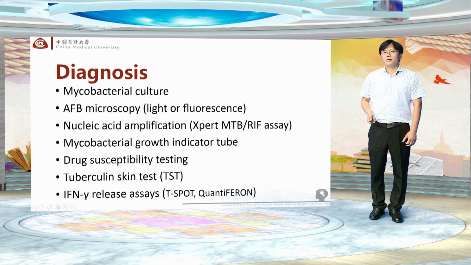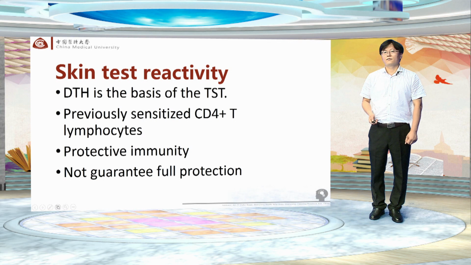Tuberculin skin test can also help us to do the diagnosis. T-spot or interferon gamma release assays can also help us with the diagnosis. We don't have enough time to go through all these tests one by one, so we're gonna look at TST, that is tuberculin skin test, further.